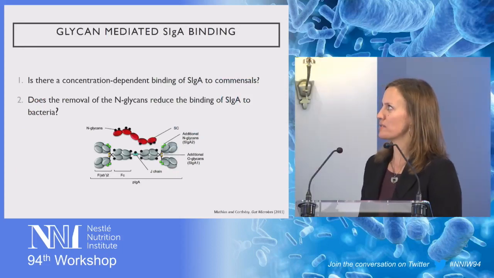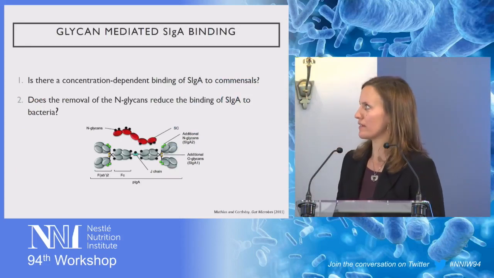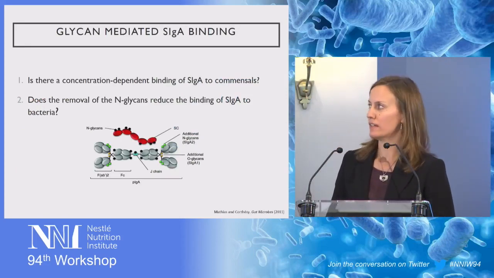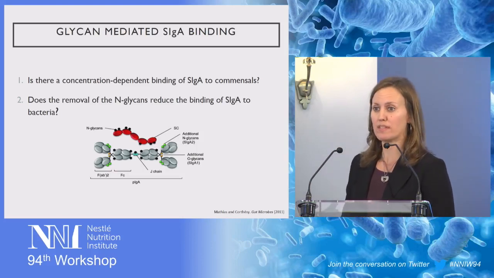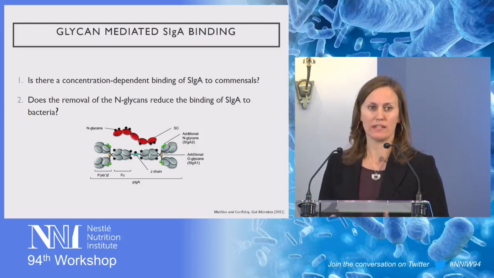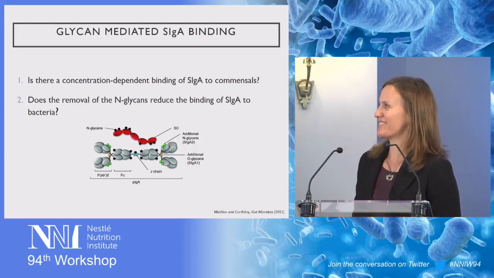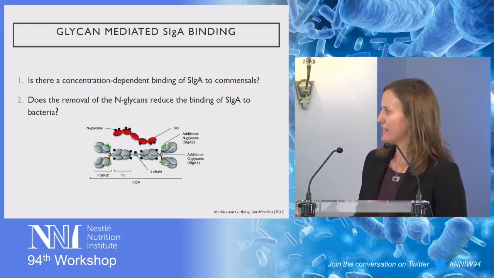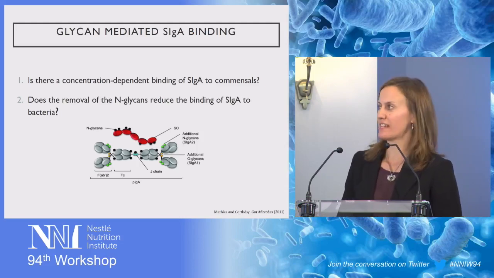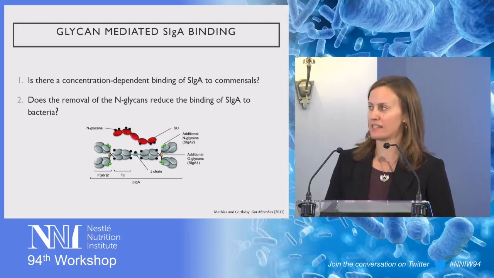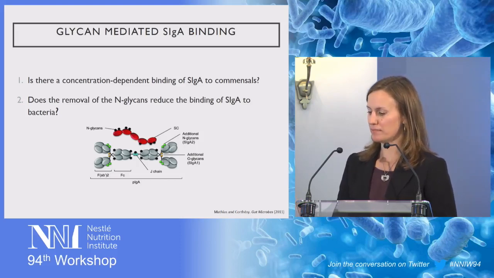So with this pure product, I was then able to answer some of these questions initially, looking at the interaction between secretory IgA and commensals. First, is there a concentration-dependent binding of secretory IgA to commensal bacteria? And second, how important are these N-linked glycans? Does the removal of these glycans lead to a reduction in the association of secretory IgA? Now, if you're familiar with IgA and secretory IgA research, you'll know that Blaise Cortese has answered the second question to an extent. So part of this was recapitulating his studies, and part of this was really a novel investigation.